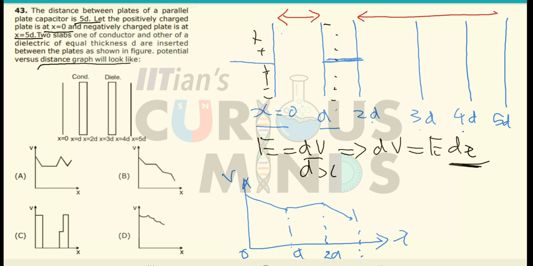Between 3d and 4d there is again dielectric, so for the dielectric the potential will decrease a little slowly, because over here the electric field between the plates is equal to sigma divided by epsilon naught k. That is, the potential drop is inversely proportional to k. So due to k the slope will reduce a little bit, and after that it will again increase. So this is between 3d and 4d, and this is there at 5d. So over here I will obtain a graph somewhat like this, which is equal to option number B.